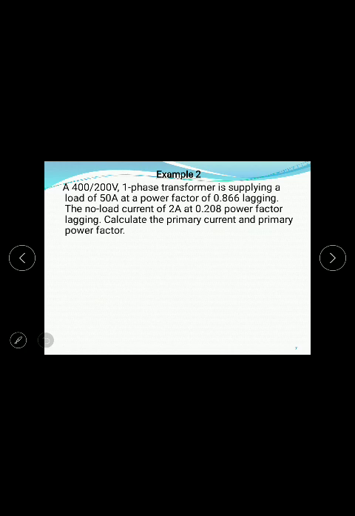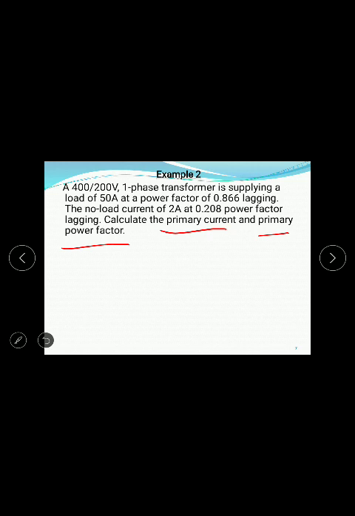Example 2. A 400 by 200 volts single phase transformer is supplying a load of 50 amps at a power factor of 0.866 lagging. The no load current of 2 amps at 0.208 power factor lagging. Then calculate primary current and primary power factor.